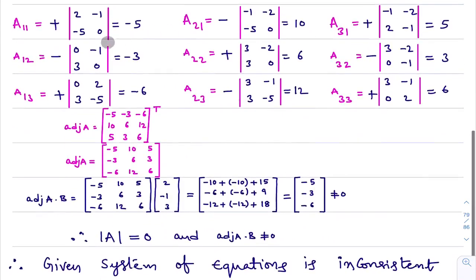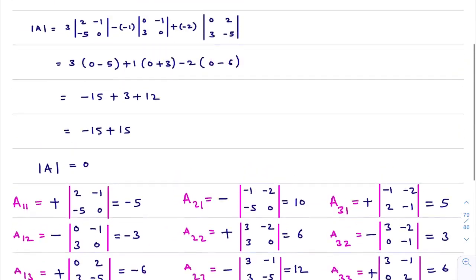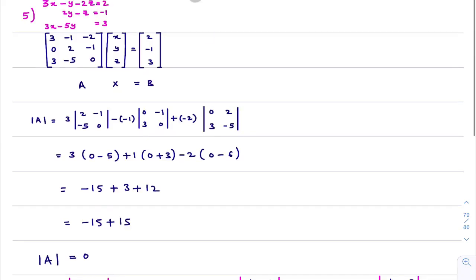I calculated cofactors of all the given elements, and now I am transposing. What is the definition of adjoint A? Adjoint A is the transpose of cofactor matrix. I just transpose this matrix -5, -3, -6, 10, 6, 12, 5, 3, 6. Right? This is adjoint A. Okay. They are asking to check the consistency or inconsistency of the given equations. I taken a coefficient matrix. I calculated det A. I got 0.